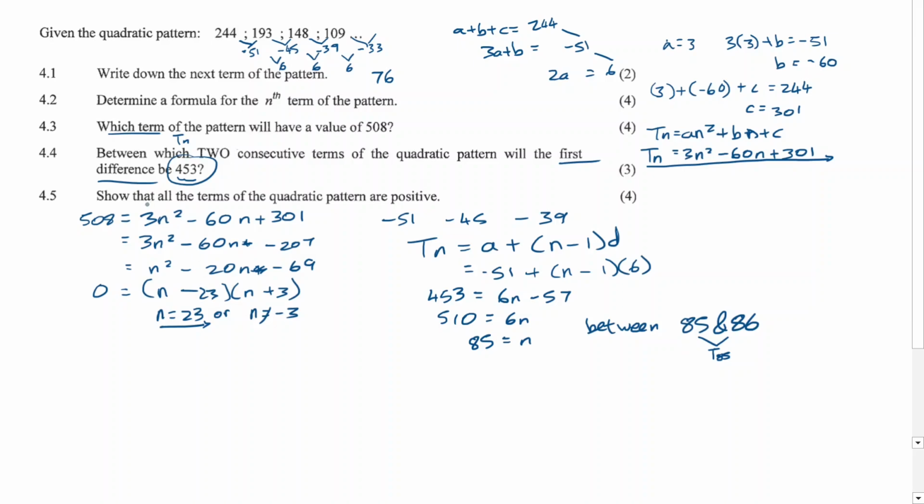Last question, show that all the terms in the quadratic are positive. And so if I think of this formula as if it's a graph, very, very roughly speaking, you've got a graph that is happy, and because it's happy, it will have a minimum value. And so if I can work out this turning point, then I can hopefully show that all the terms in the quadratic are positive. So this graph is rough, so it might be that the graph is actually above there, but let's see.